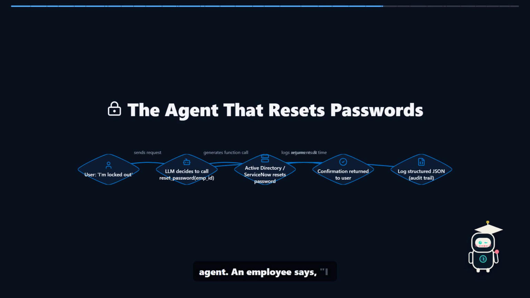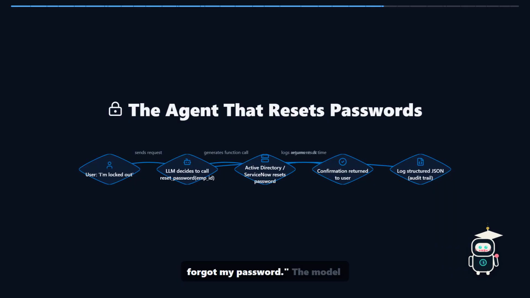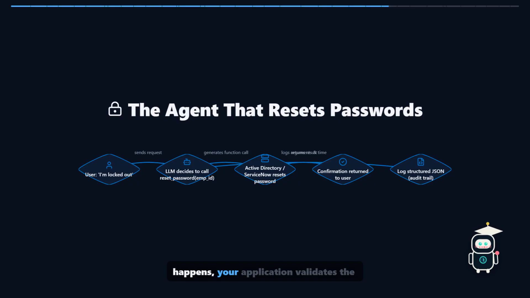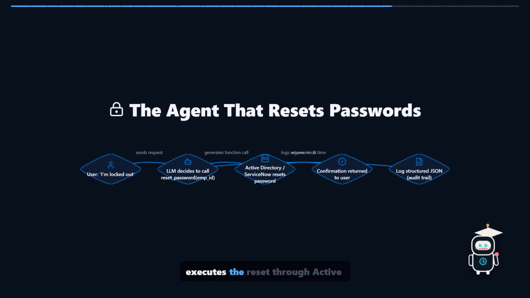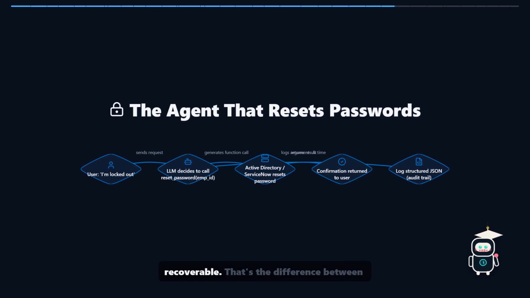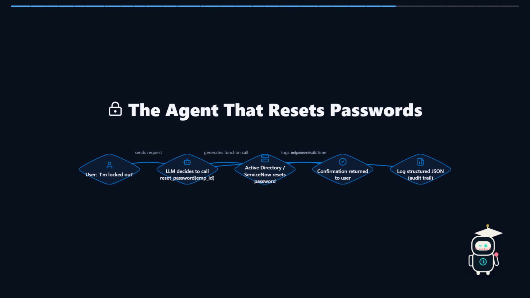An employee says, "I forgot my password." The model determines that a password reset tool is appropriate and generates a structured function call containing the employee's identifier. Before anything happens, your application validates the request, checks permissions, writes an audit log, and only then executes the reset through Active Directory or Microsoft Graph. Every action is tracked, validated, and recoverable. That's the difference between an AI demo and an enterprise AI system.